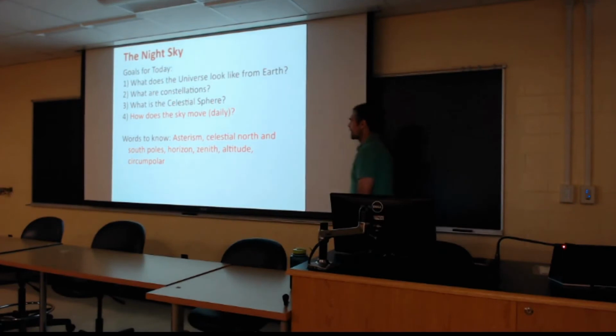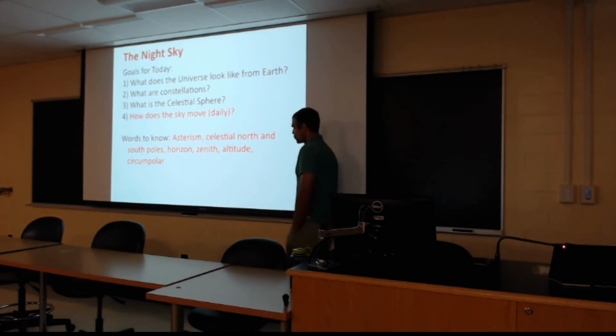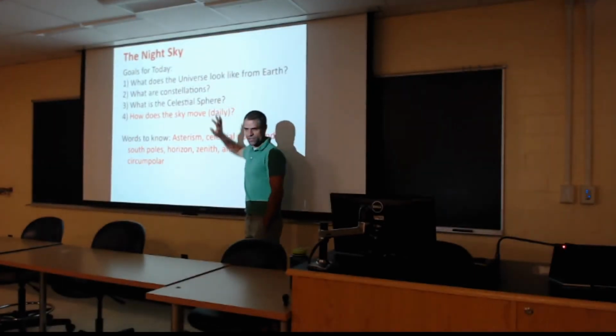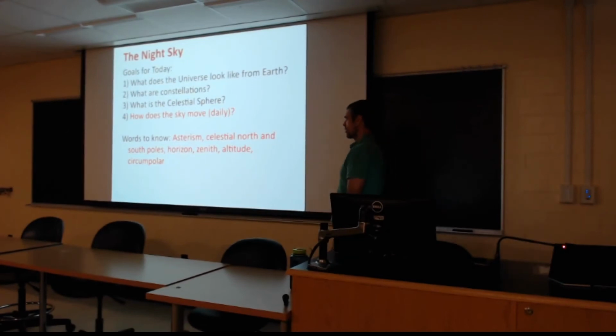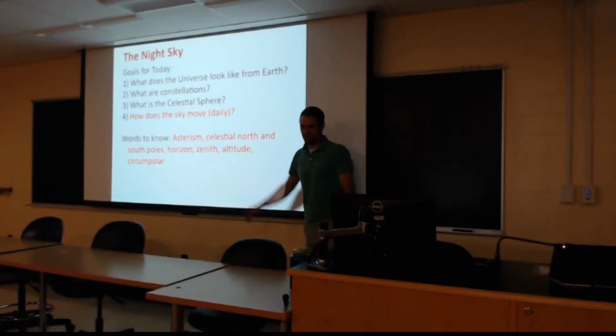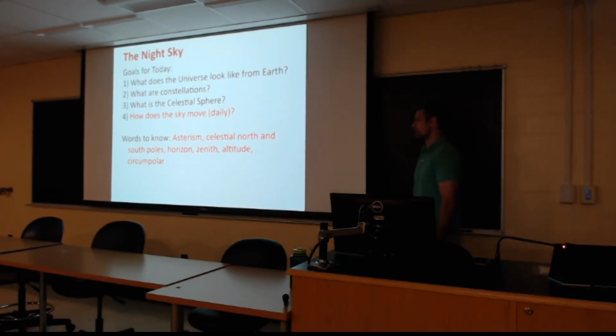So what we'd like to do today is first introduce some definitions, what the universe looks like from the Earth, the constellations, a trick that we use called the celestial sphere, which is a model for the night sky, not a physical thing, but a model. And then we want to talk about, most importantly, how the night sky moves in its daily motion. And then later I'll have another one of these slides for the yearly component, but I want to keep those separate because they really are quite distinct.